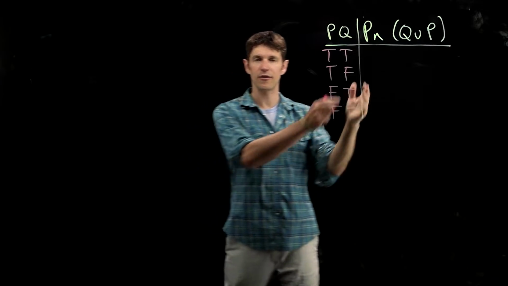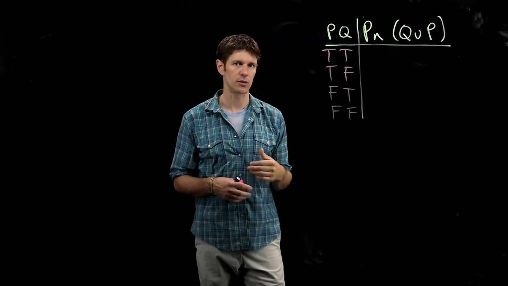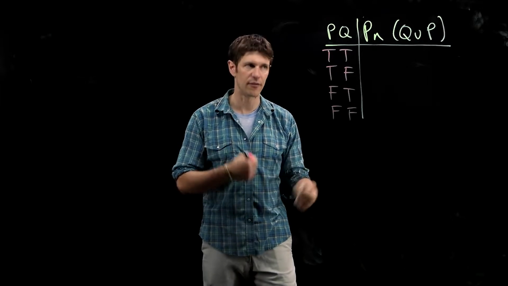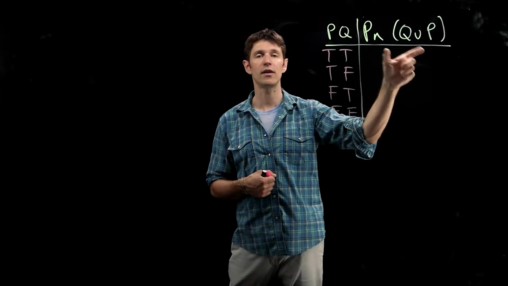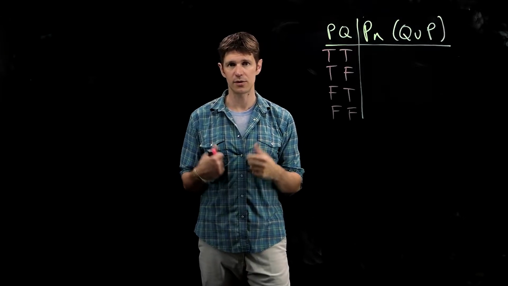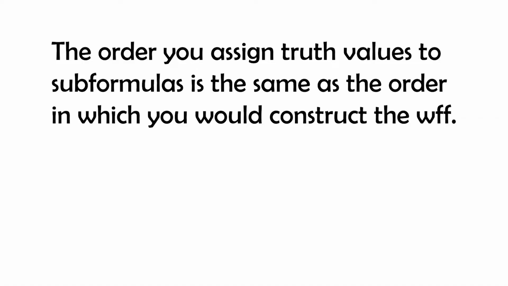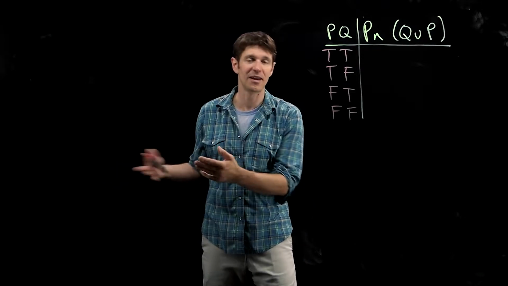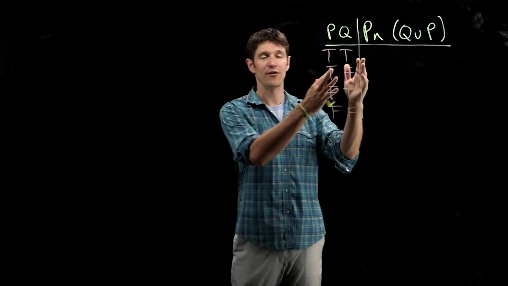The next step is to fill out the truth table, to take the truth values that are assigned to the parts and use them to calculate the truth value of the entire formula. As we saw, one way to do this is simply to construct the formula and fill out the truth table in the same way we constructed the formula. So let's come over here and construct the formula, and we'll use that as our guide for fleshing out the truth table.